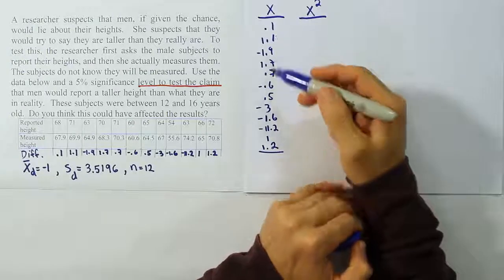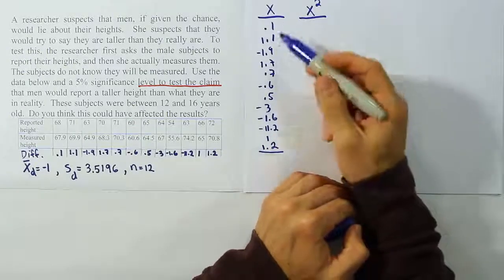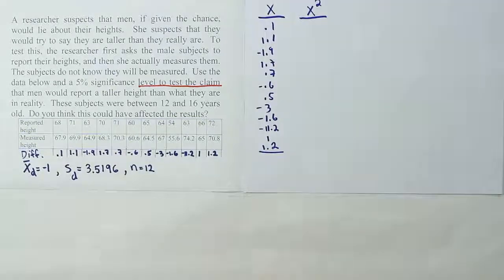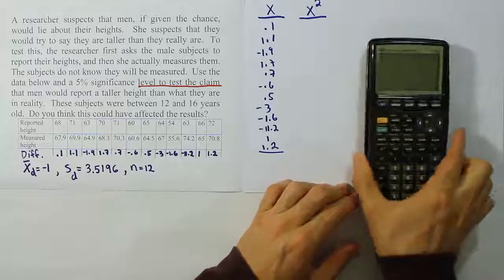All right, now I want to sum up that column eventually, but before I do that, I want to go ahead and square all these values. So I'm going to do this in our calculator. I'll square most of them. Some of them, of course, you can square in your head, but what I want to do here is just do a lot of them all at once.